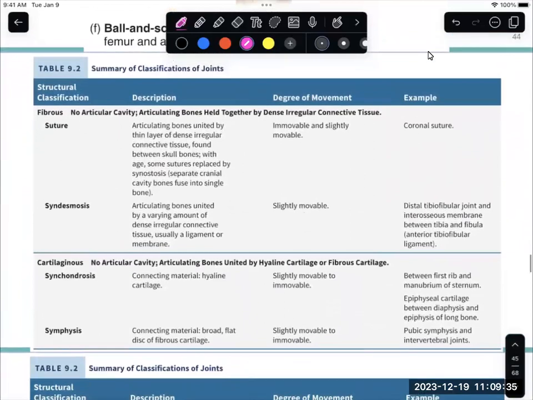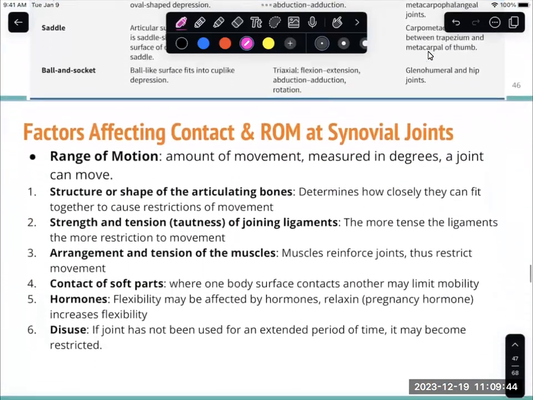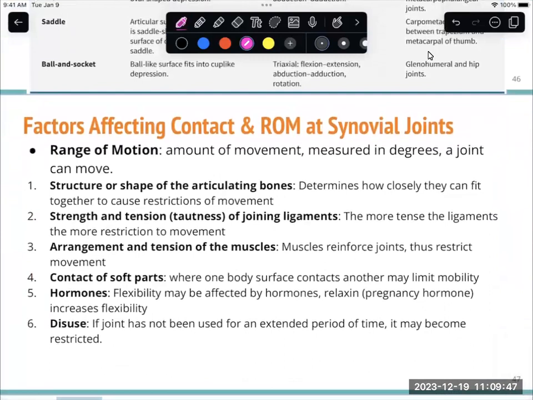So here are these charts directly from your textbook that describe the joints, how they move, and examples of where these joints are found. There are general things that are going to affect your range of motion, how well your joints move. The shape of that joint, how well they fit together, is going to determine how well that joint moves. Those ligaments that are holding those joints in place, the tighter or more tense, the more those ligaments are pulling over that joint, the more restricted the movement is going to be.